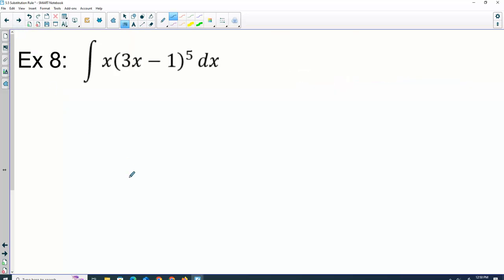I'm going to make my u 3x minus 1, I think. Okay. What do you think u should be? 3x minus 1. I agree with that. Because it's being raised to a 5th power. I don't want a du to the 5th. Okay, du always has to be by itself. So what is du? 3dx.